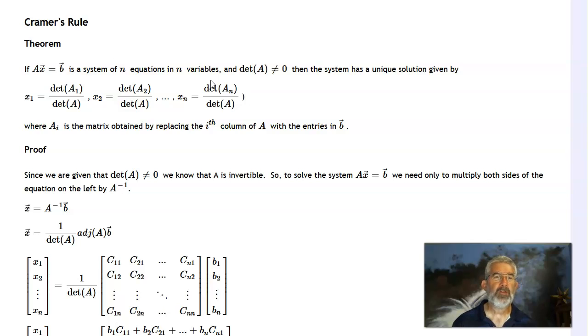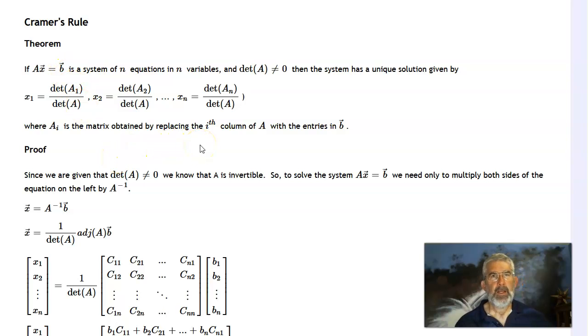Moreover, the solution is given by x1 is the determinant of A1 over determinant of A, x2 is the determinant of A2 over determinant of A, and so on, where those Ai's, A1, A2, up to An, are obtained by replacing the ith column of A with the entries in b, the constant coefficients over on the right-hand side of that system.